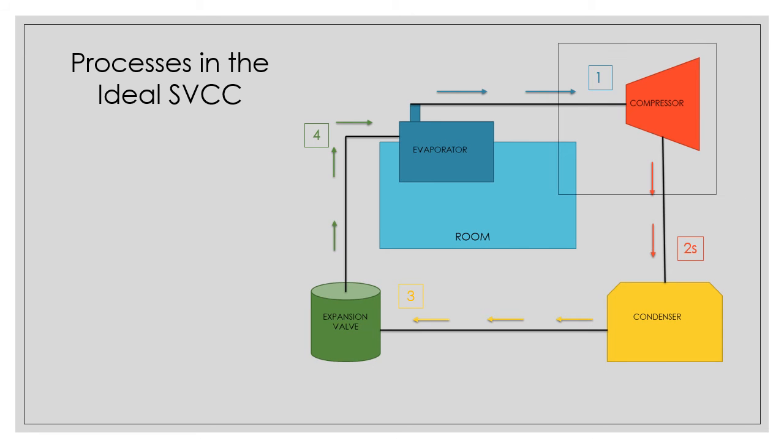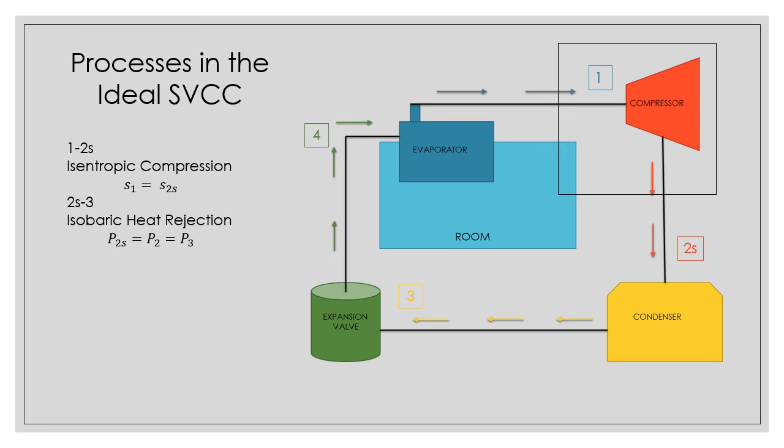There are four processes in the ideal SVCC. First is the 1 to 2s phase, the isentropic compression. The entropy of the inlet fluid and outlet fluid are the same. Second, isobaric heat rejection, the 2s to 3 phase, that happens in the condenser. As the refrigerant cools down, it maintains its pressure.